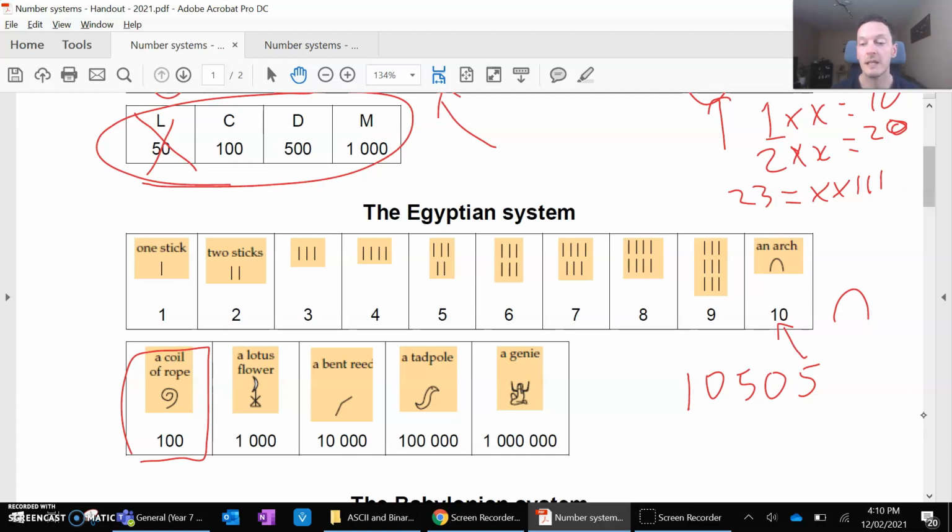Okay, so how are we going to do 10,505? So 100,000 here, not going to use that because there's too many. 10,000 we can use, and that's going to be a bent reed. Okay, so we've got at least one of those in here. So how many numbers are remaining?